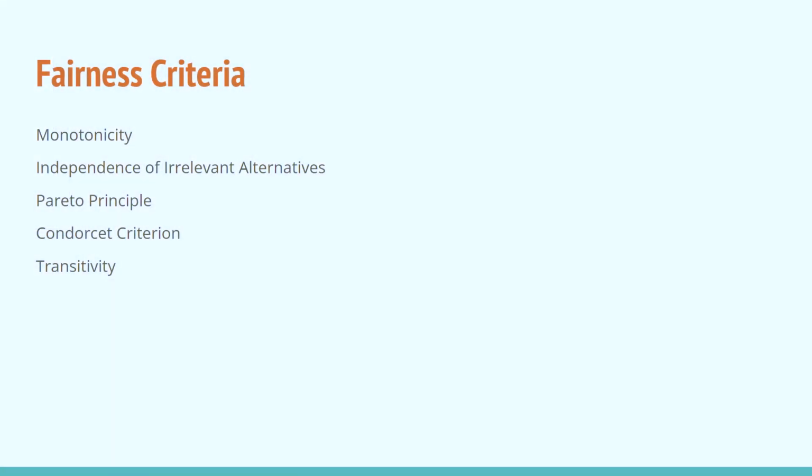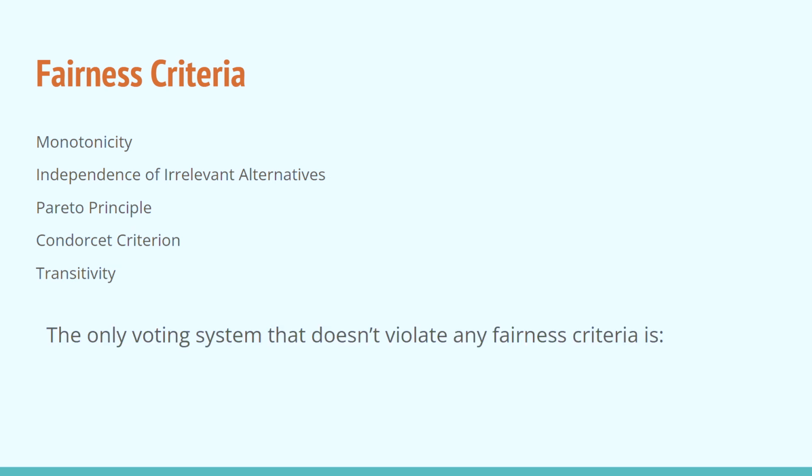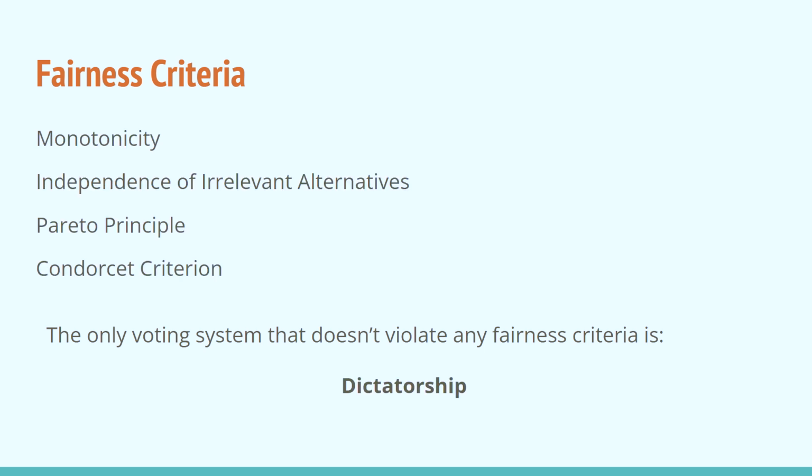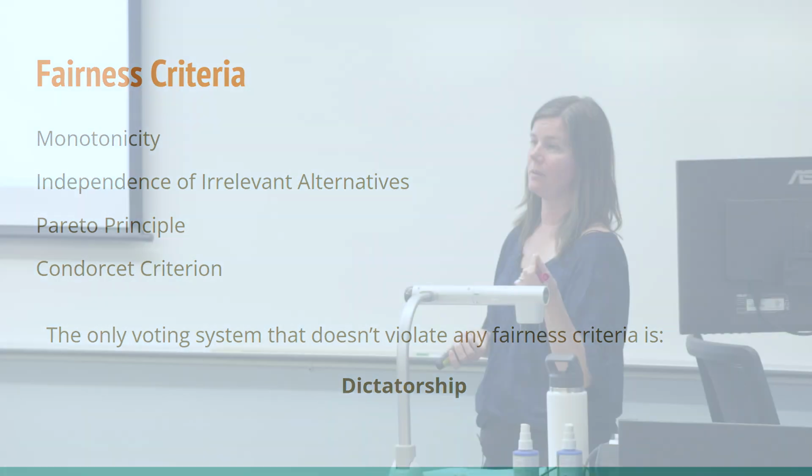Okay, so I listed a few more fairness criteria here. So there's the Pareto principle, Condorcet criteria, transitivity. There's only one voting system that doesn't violate any of the fairness criteria. Does anyone have a guess as to which one it is? Yep, that's the only one that doesn't violate any, which makes sense because you're not using much info, right? You're only taking one data point, so it's hard to mess it up.